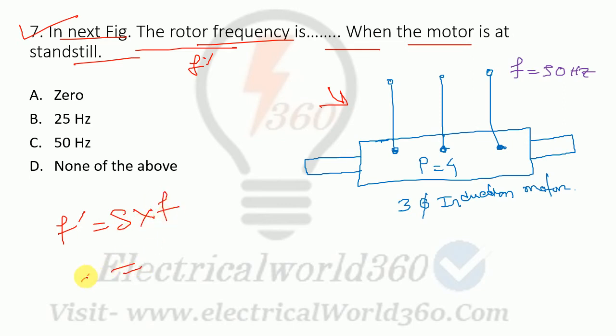So if the rotor is at standstill, then the slip will be 1, and the frequency of this rotor is 50 Hz. So the f dash, that means the rotor frequency, will be 50 Hz. So here the right option will be option number C.